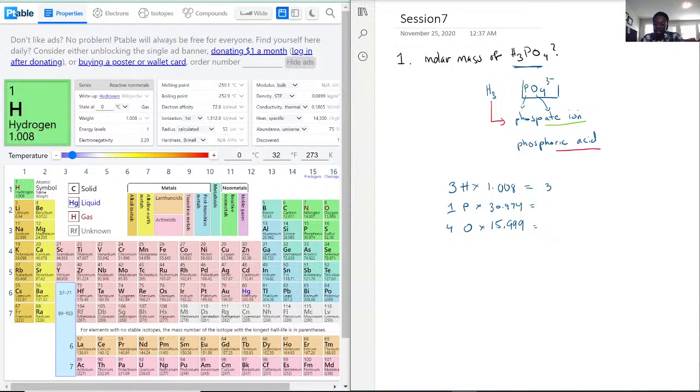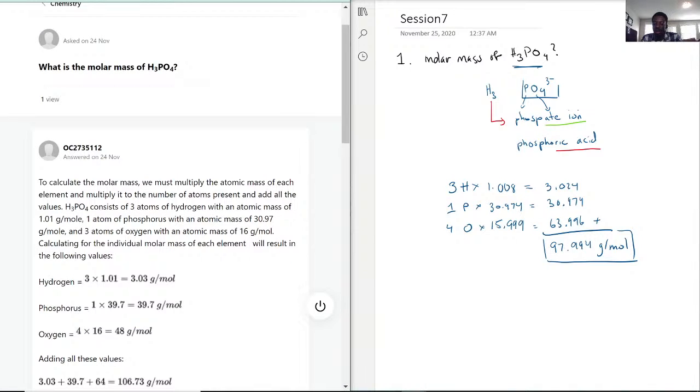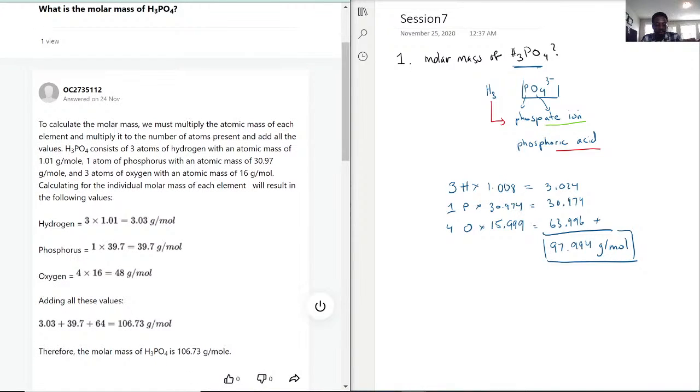And so we multiply everything together. So that's 3.024, 30.974, and 63.996. Okay, and don't worry, it's not that I just know how to do math real fast. I've just seen 4 oxygens multiply so many times. So now we just add them together. See, I need a calculator for this part. 30.974 plus 63.996 plus 3.024. So we get 97.994 grams per mole for the molar mass of phosphoric acid, aka H3PO4.